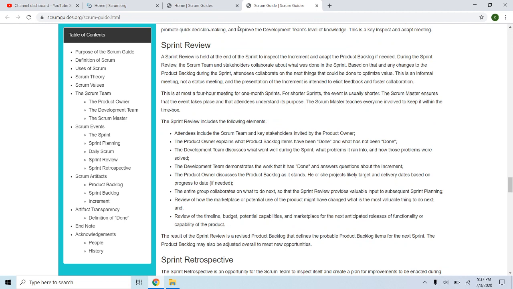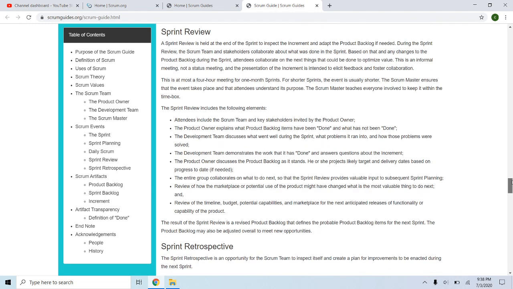So a sprint review is held at the end of the sprint and essentially inspects the increments and adapts the product backlog as needed. So it's usually a four-hour meeting in one-month sprints. For shorter sprints, it's shorter overall. Now, bear in mind that with these timeframes, Scrum is very, very particular about sticking to these timelines.